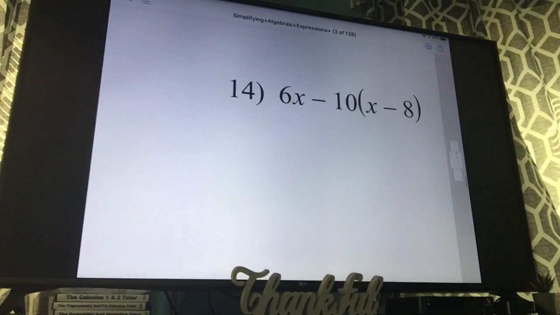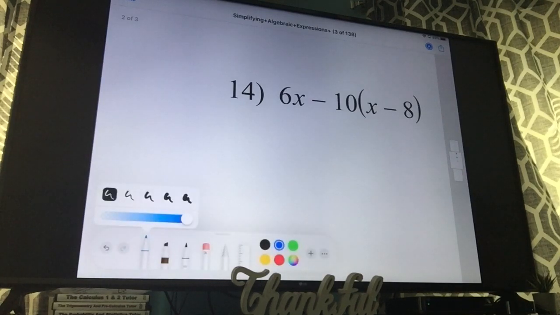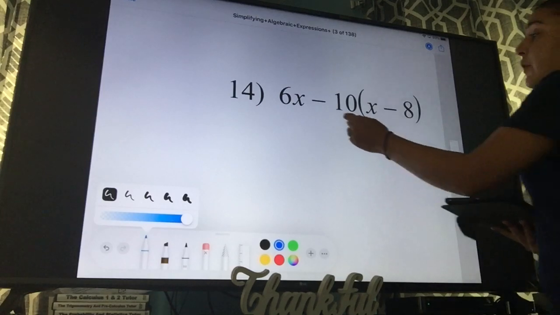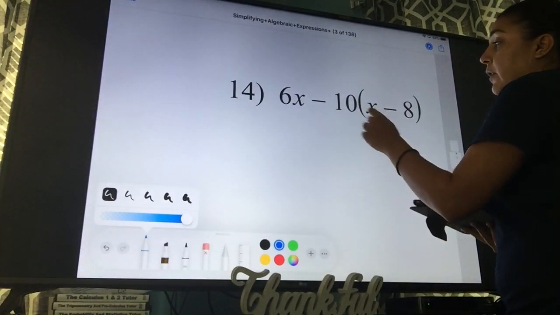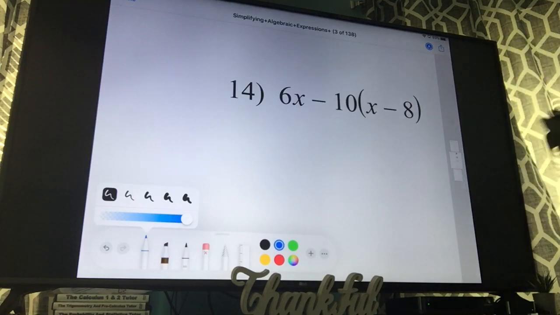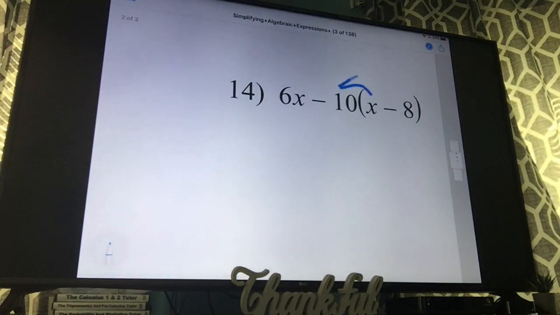Okay, 14. Okay, now we're starting to split them, okay? So obviously you want to do the parentheses first, okay? So we need to do the multiplication first. You always use the sign that's in front of it. So in this case, it has a minus in front of it. So when we do our boom, boom, and we distribute, we're distributing this entire negative 10.